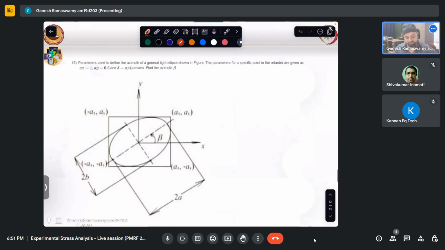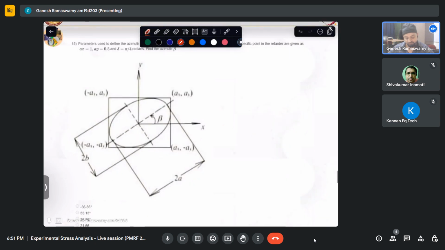Okay. So let us look at this question. Parameters used to define the azimuth of a general light ellipse as shown in the figure. So what are the parameters shown? We have beta. Essentially, this is the x-axis. So beta is the azimuth, that is the orientation of the major axis of the ellipse with respect to this x, what is termed as the orientation of the ellipse, which is called the azimuth.